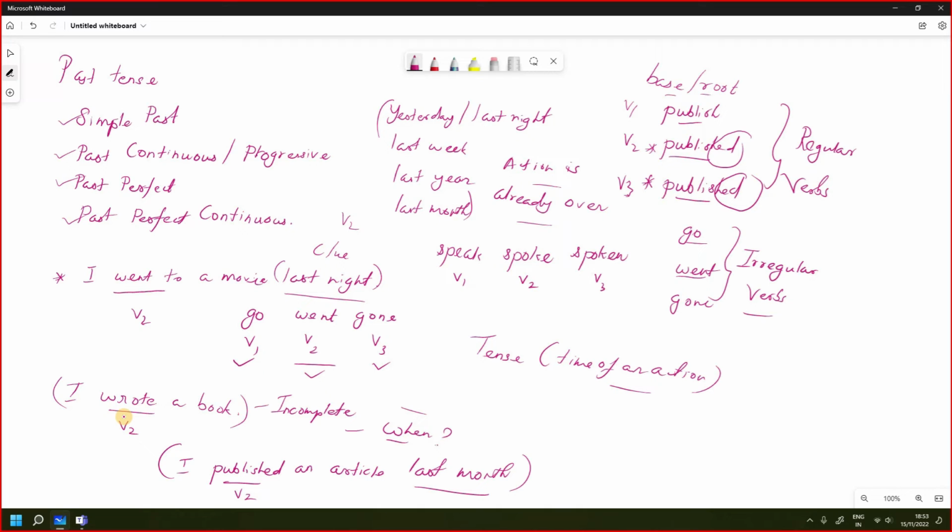The next form of verb is V2. That is the past form. So for this we add just ed, published. Here also we add ed. So both V2 and V3 are the same in terms of pronunciation and spelling. Now when this particular word comes in a sentence, how will you identify whether that word published is V2 or V3? How will you identify?